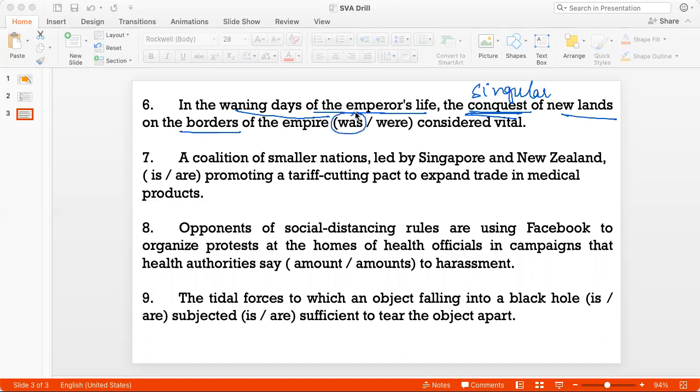A coalition of smaller nations led by Singapore and New Zealand is or are promoting a tariff-cutting pact to expand trade in medical products. Now, I know that there is a tariff-cutting pact that's being discussed to expand trade in medical products. Who is promoting this pact? It's a coalition of nations, a coalition. This collective now, a coalition of smaller nations.